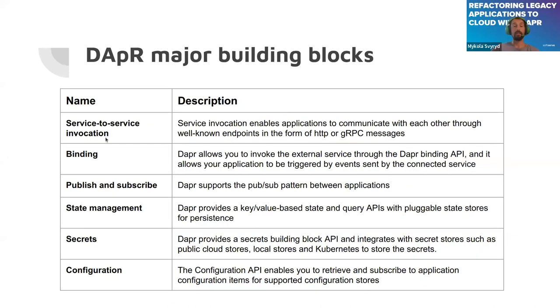Now about the Dapr major building blocks. In two words, there are about 10 of them. I specified only 7 or 8, and I decided to concentrate on the major ones. So service-to-service invocation actually allows services to communicate to the service via HTTP or gRPC protocols. Like binding, it allows invoking external services through the Dapr APIs. It also allows your application to be triggered by some events from the outside.